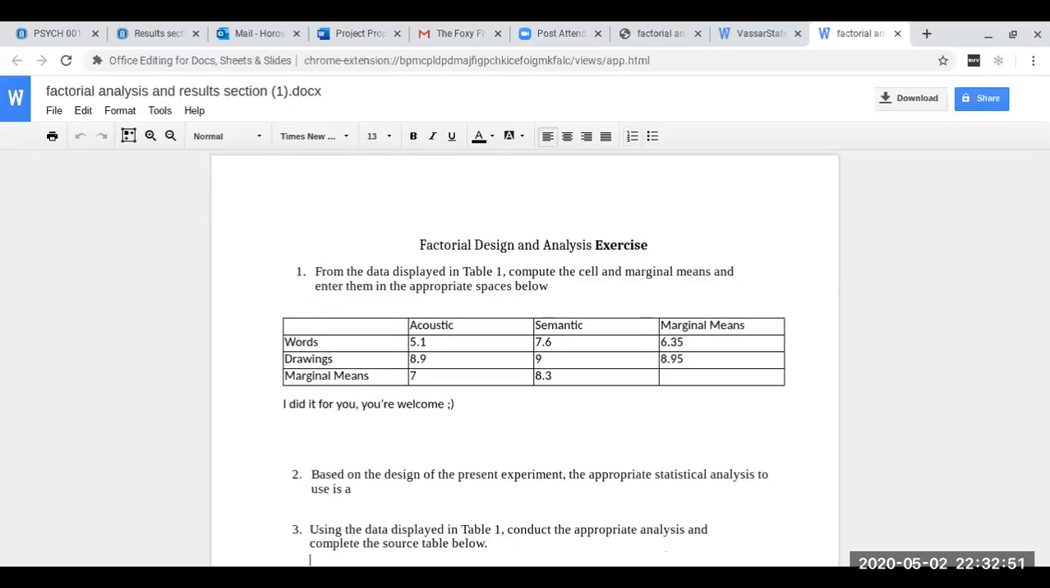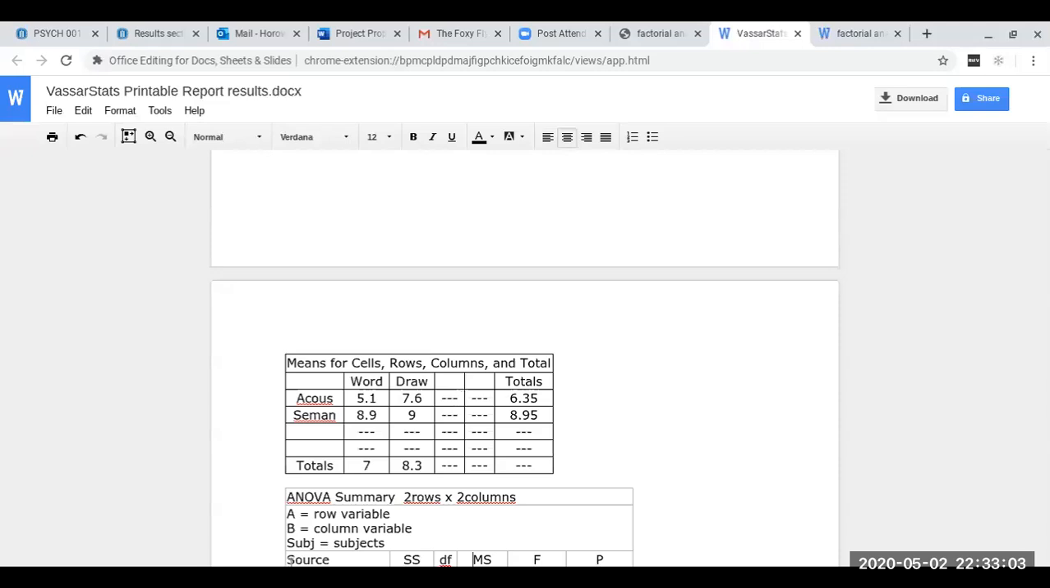Number 3 says, using the data displayed in Table 1, conduct the appropriate analysis and complete the source table below. So if I go back to Vassar Stats really quick, I want to show you guys that the ANOVA summary, we have 2 rows and 2 columns. Here's 2 columns, here's 2 rows. It is a 2 by 2 analysis. Again, we're looking at a within subjects design. So remember what we talked about in chapter 12. If you have 2 independent variables, you're going to have 2 main effects, one for each independent variable. You're also going to have, the most important one, an interaction to see if there is a difference in the differences, or if item type and type of processing have an interaction with each other.